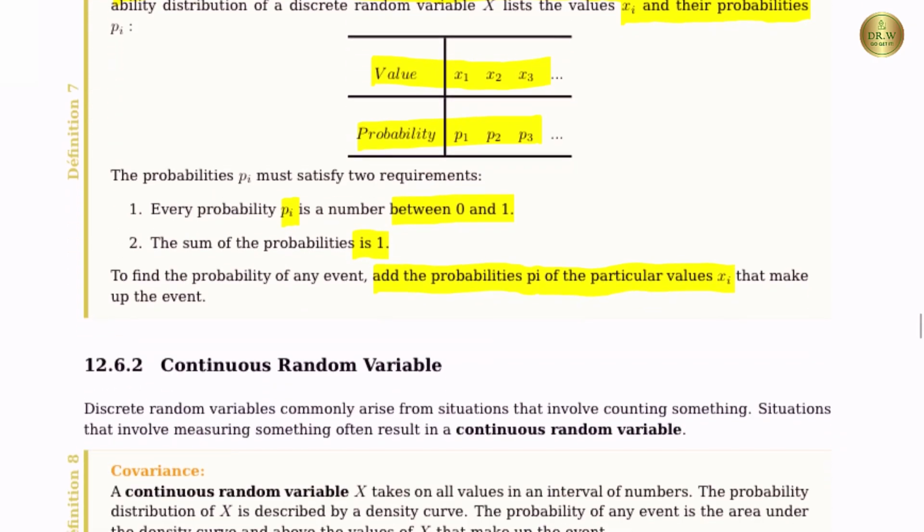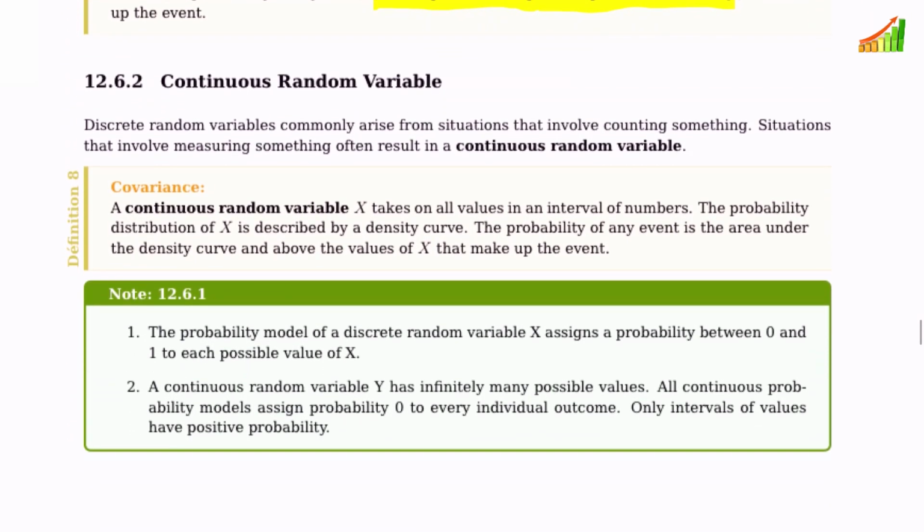Now let me go to the continuous random variable. What is the continuous random variable? A continuous random variable X takes on all values in an interval of numbers. As I explained in the previous video, if I consider numbers 1, 2, 3, 4, this is discrete. If I consider interval 1 to 4, then we have to consider each number between 1 and 4. How many numbers? There are infinitely many numbers.